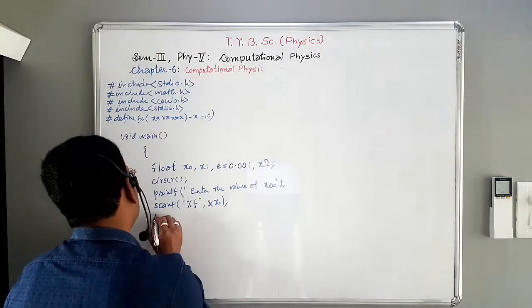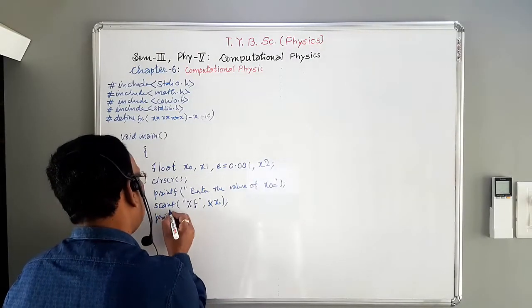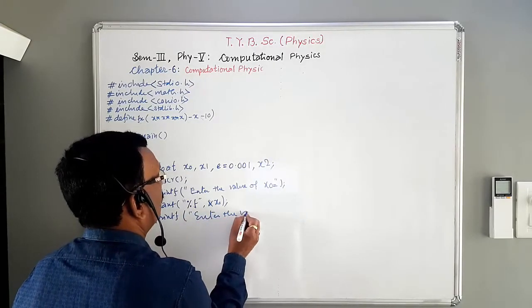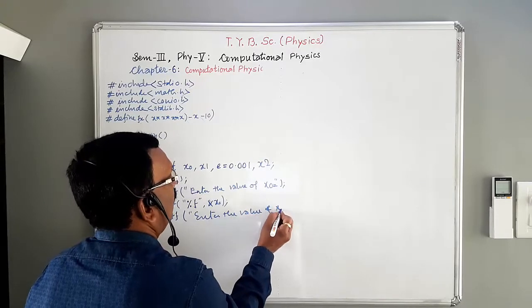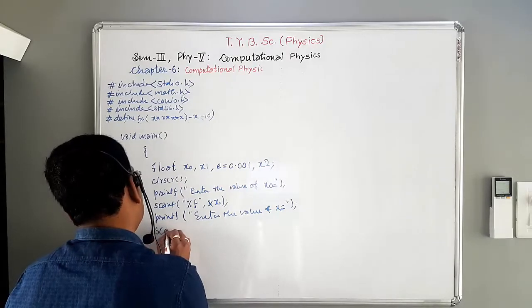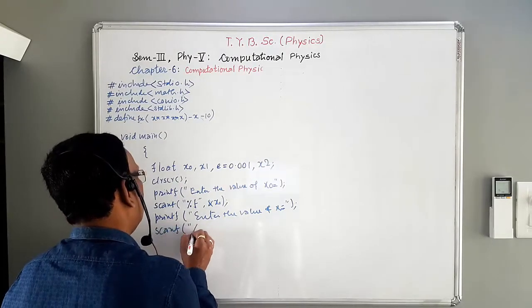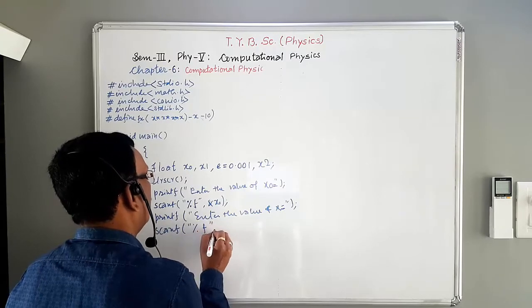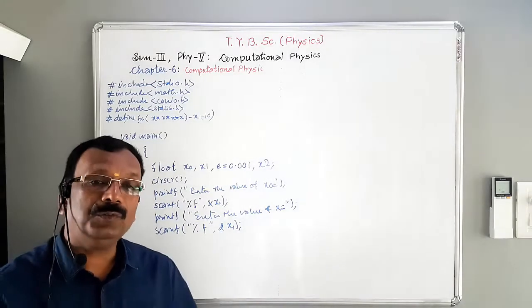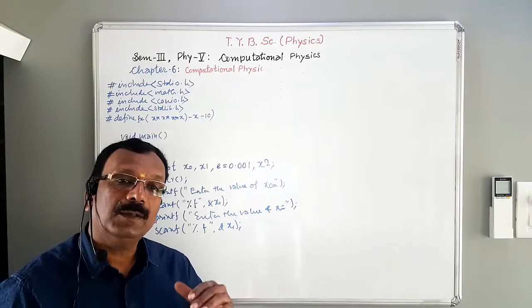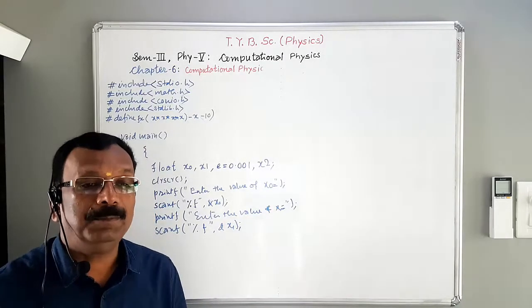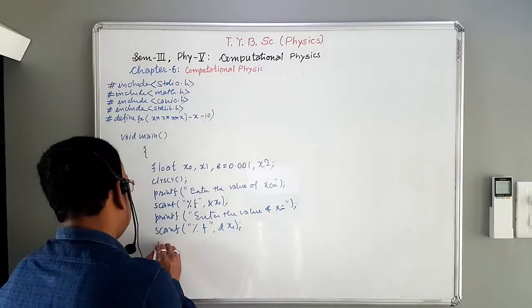Similarly, we have to provide another value to the computer. In the same way, we can enter the value of x1, and the same value should be read by the computer through this statement, ampersand x1. So in order to provide the value and for the computer to read that value, we use these two functions, printf and scanf. After that, we have to check the condition.